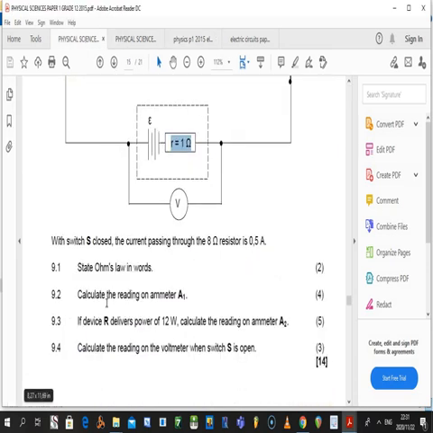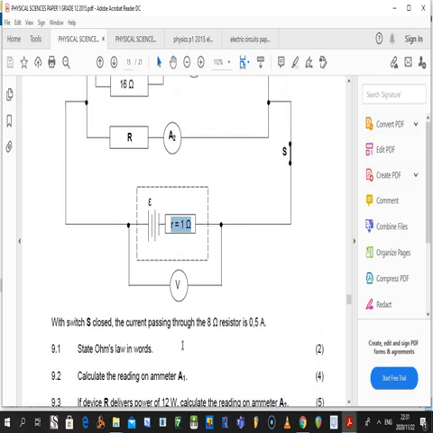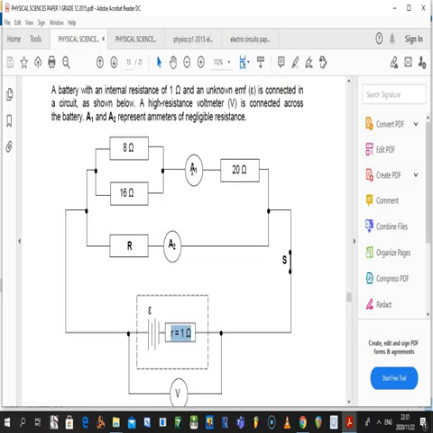Okay, now they want us to calculate the reading on ammeter A1. So the reading on this ammeter. The first thing we have to remember is that this section is in parallel, but it's in series relative to this. Then we have to pick up what we know about currents in series and currents in parallel. Current in parallel is additive, so the total current through this section, you'd need to add these together. But current in series is the same. So these are in series together.